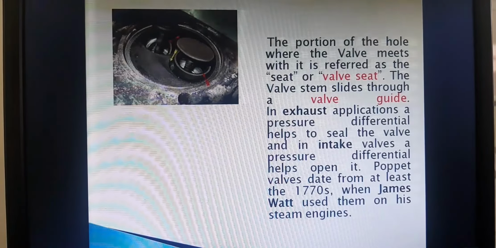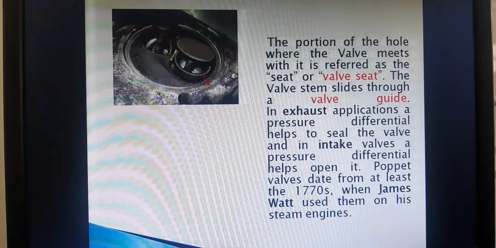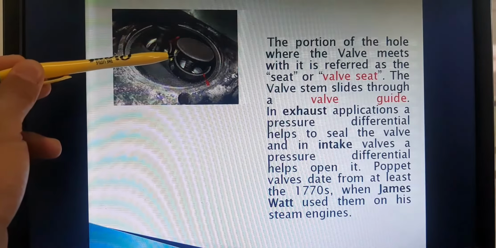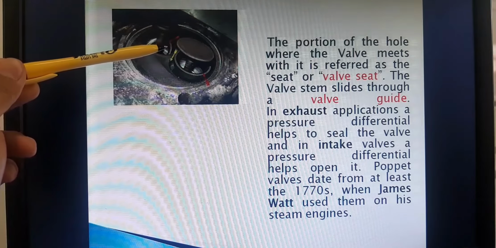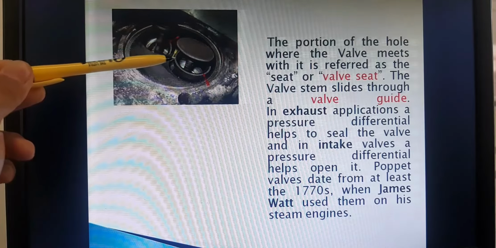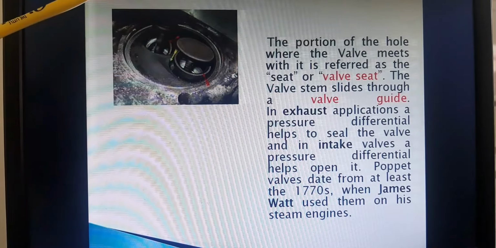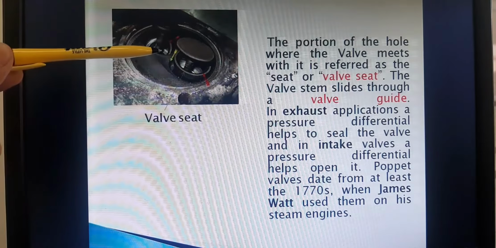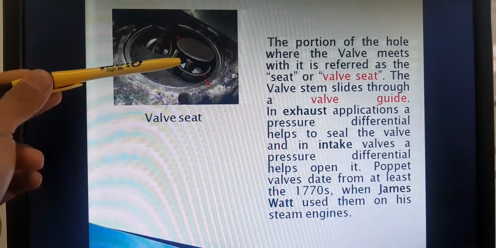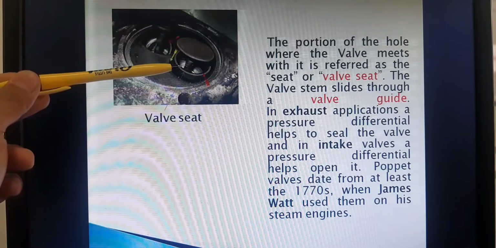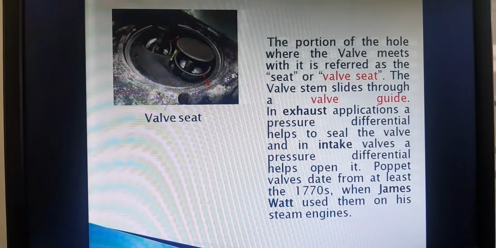The portion of the hole where the valve meets with it is referred to as the seat or valve seat. Okay, so here we can see the portion of the hole where the valve meets with it, referred to as a seat or valve seat. So that portion is our valve seat. It is where the valve sits down, so that it will seal the combustion chamber.